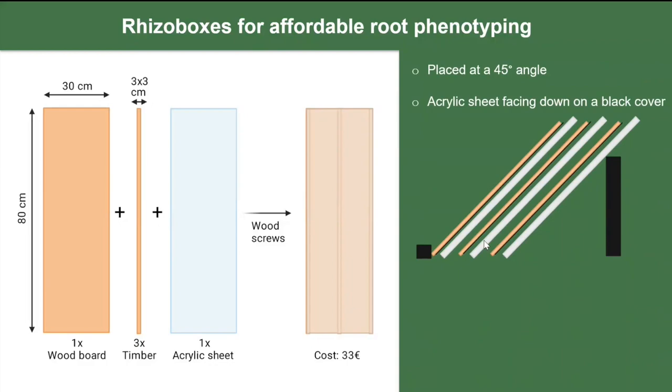When analyzing the effect of bacteria on root development, the untreated seeds are placed on the left, while the bacteria-treated seeds are placed on the right, and we are looking to see if there is any difference in the root development. The rhizoboxes are placed at a 45 degree angle with the acrylic sheet facing down on a black cover to avoid light exposure.